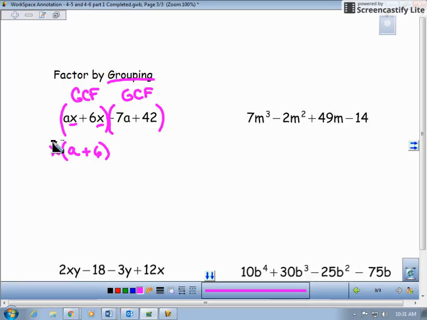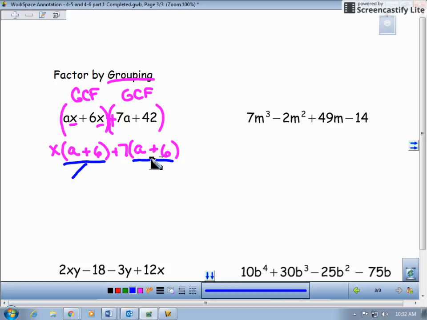Think about reverse distributive property, ax plus 6x. Okay, this is a plus, by the way. And out of this group, I think 7a and 42, they have a common factor of 7, and that's actually a positive 7. So 7 times a is 7a, and then 7 times 6 is positive 42. So now look what happens, guys. What we have now is what we call a common binomial. So notice both of these have a common binomial.